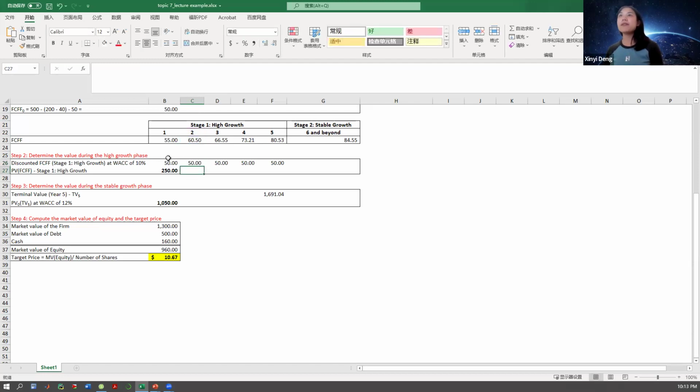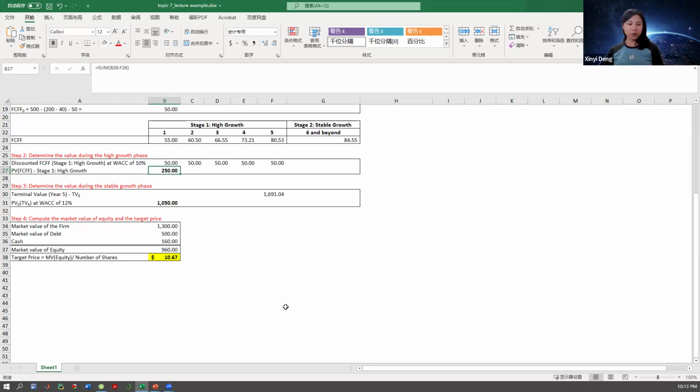So it's obvious that for each year, the discounted values are just 50. So the PV here is really easy. It's just 50 times 5, which is 250. So that's the PV of stage 1.